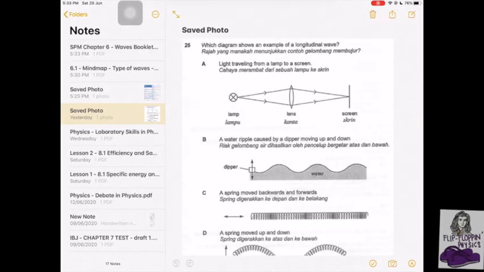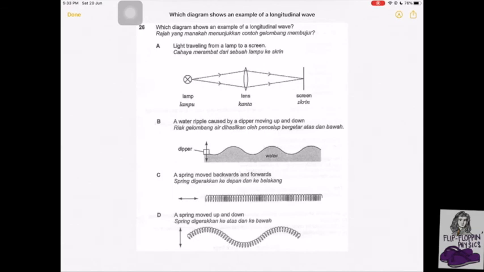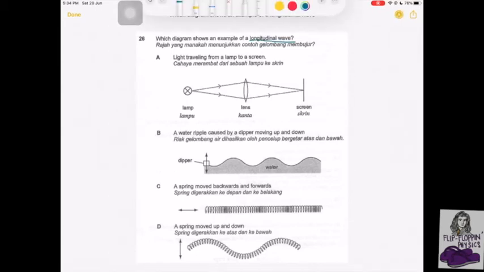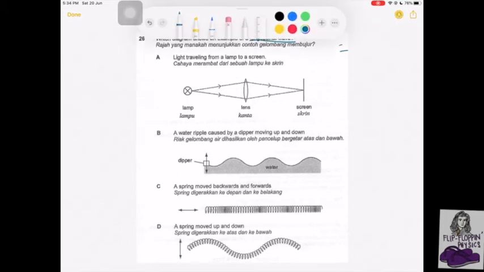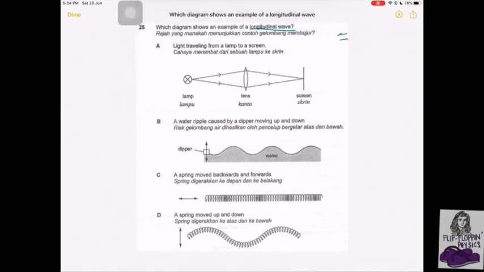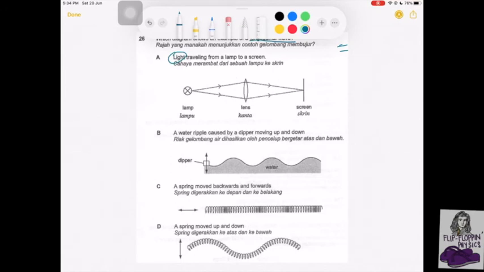So next up, we're going to have a look at some past SPM questions. This is from a trial SPM question. They want to know which of these diagrams shows a longitudinal wave. So remember from the definition that a longitudinal wave has motion parallel between the direction of propagation and the direction of vibration. So we have light here, we have water, we have a spring, and we have another spring. You can pause the video, try the question, and come back later for the answer.